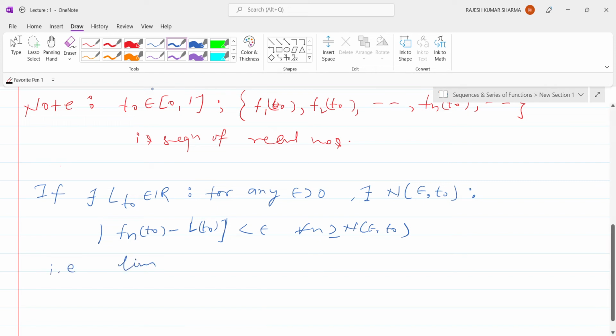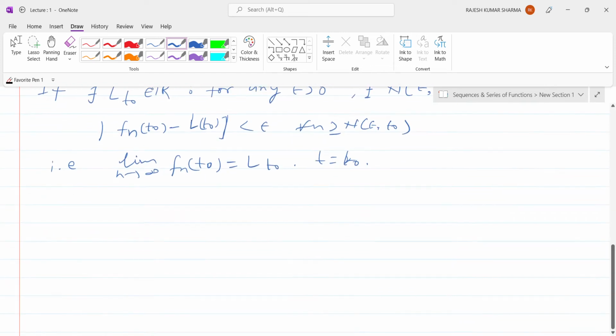That means the limit of n tending to infinity of Fn(t naught) equals L(t naught), only at t equal to t naught. This sequence is convergent.